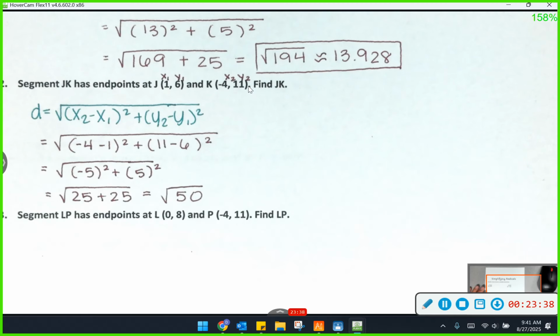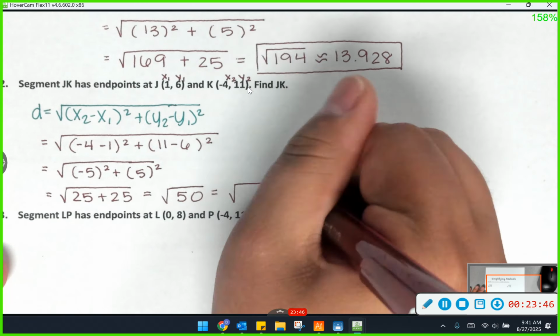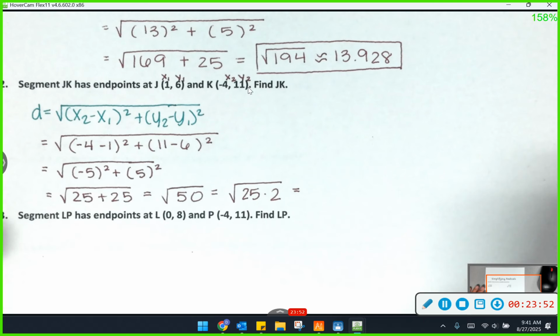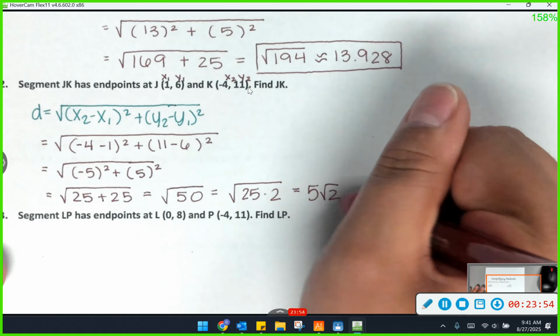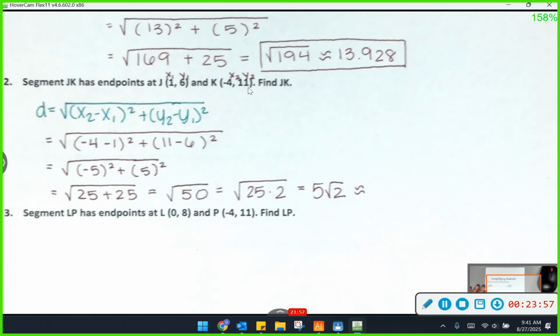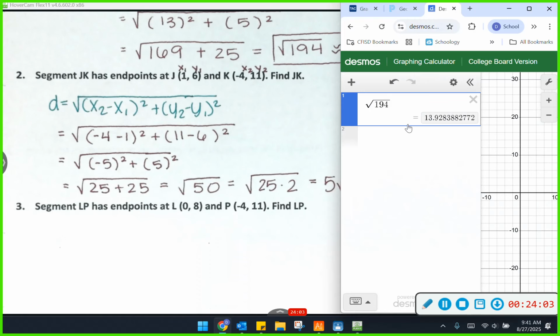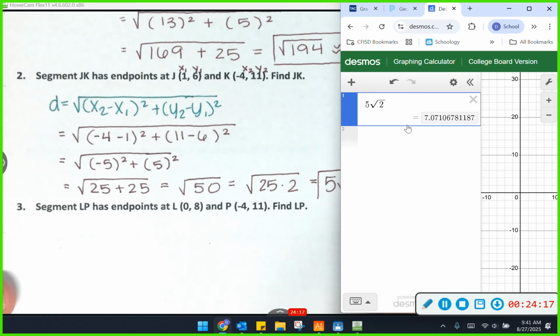50. What perfect square can I divide 50 by? 25 times what? 2. And so what is the square root of 25? 5. So 5 root 2. And we still need the decimal, so I'm going to give you that. 5 root 2 is 7.071.